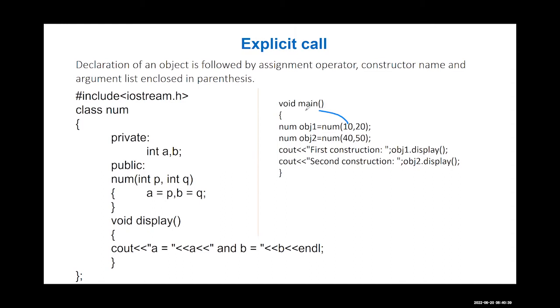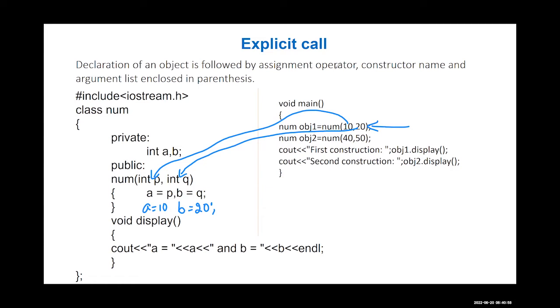So 10 is going to be passed over here, P is going to be 10 and 20 is going to be Q. So what is happening? A is becoming 10 and B is becoming 20. So this value is getting initialized when I'm doing the first explicit call, right?